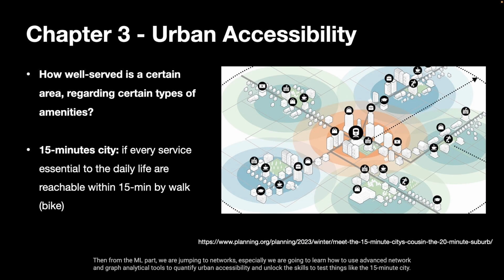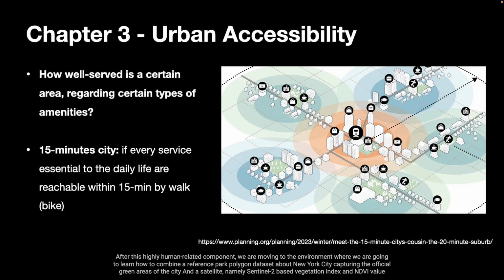Then from the ML part, we are jumping to networks. Especially, we are going to learn how to use advanced network and graph analytical tools to quantify urban accessibility and unlock the skills to test things like the 15-minute city. So here essentially we will learn how to compute various types of distances, for example to the nearest POIs, nearest amenities across a road network, and how that can be used to quantify different areas of a city.